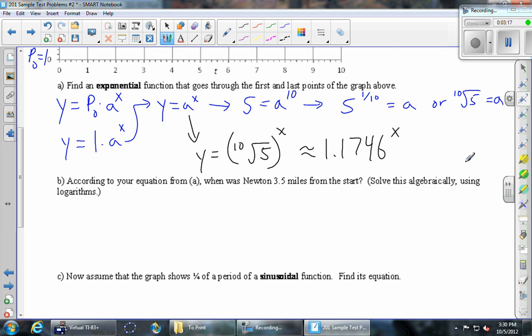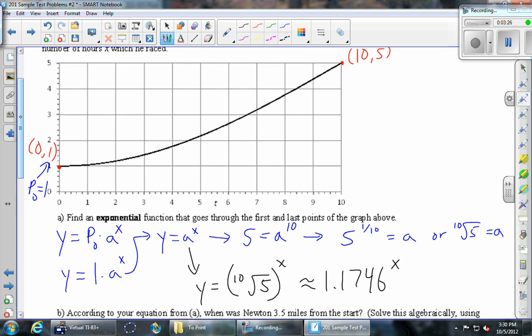According to your equation from A, when was Newton 3.5 miles from the start? Solve this algebraically using logarithms. Okay, first let's just look at the graph and try to get a sense of reality. So 3.5 miles from the start, that is on the y-axis. So somewhere about there. If we go over to the curve, so there's your 3.5, and then go straight down, we should get some number around 7.5. So when we do our algebra, better get something close to 7.5.